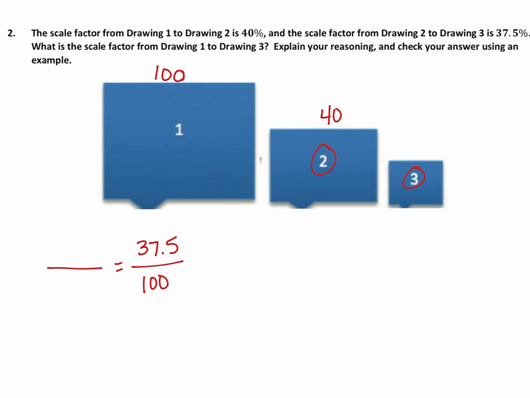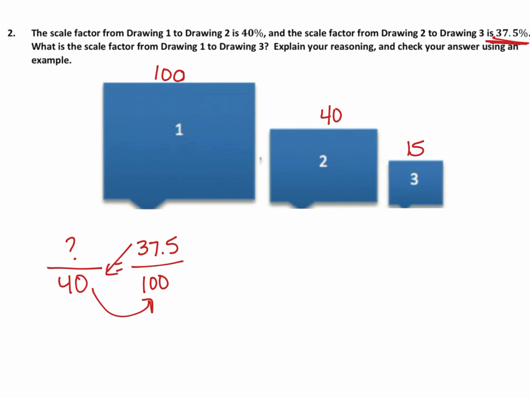So what we're going to do is say that 2 is the one we start with, and its dimensions are 40, and we are going to solve for 3 by using the scale factor that it tells us. When you cross multiply and divide, you end up with the side length for number 3 is equal to 15.